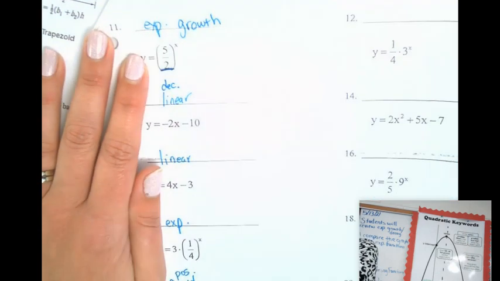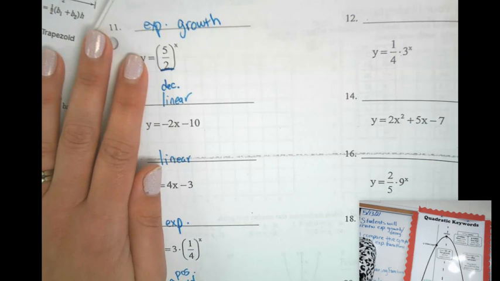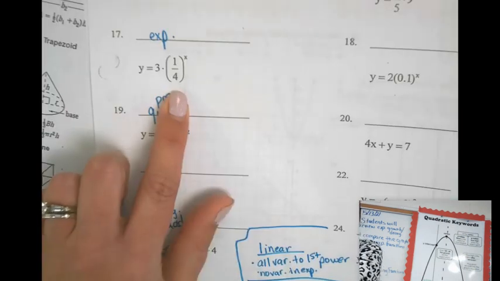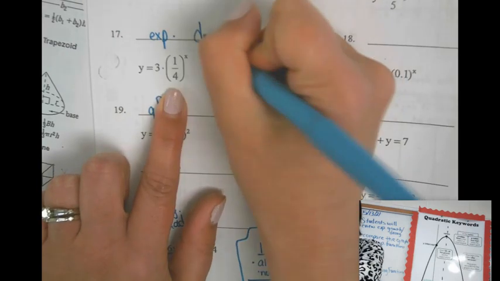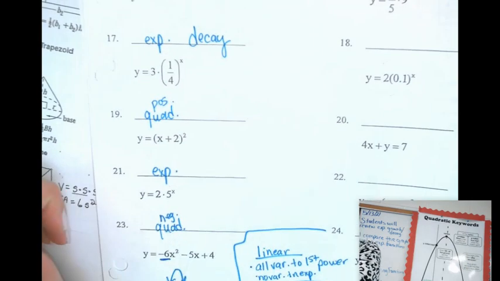What would make it a decay? If the number was below 1. So when I look at number 17, what is that? A decay, which means it's going down.